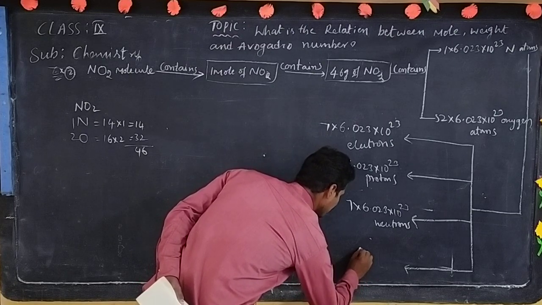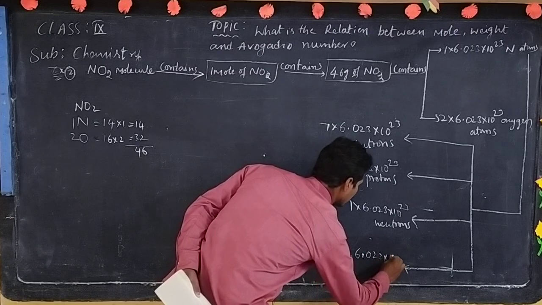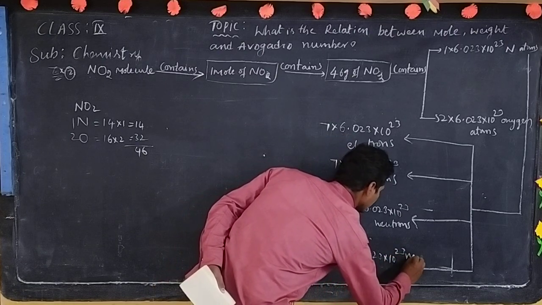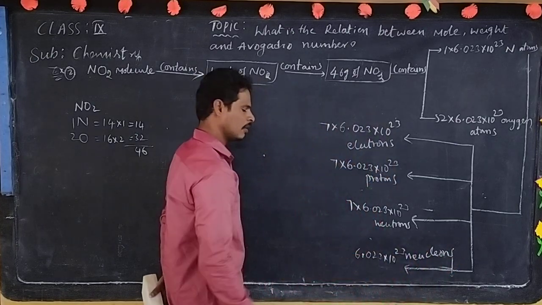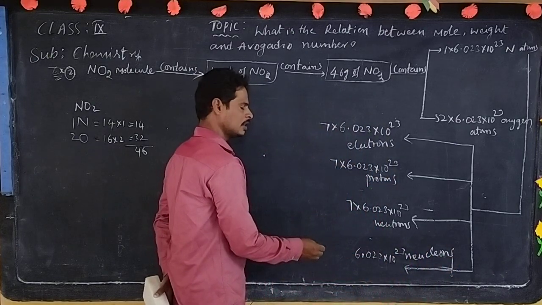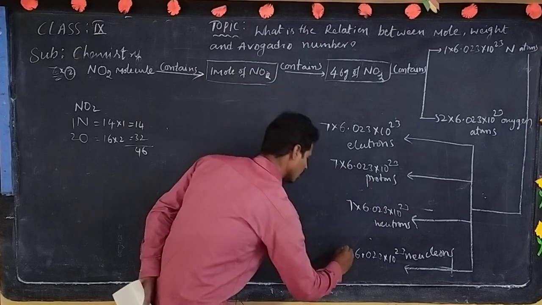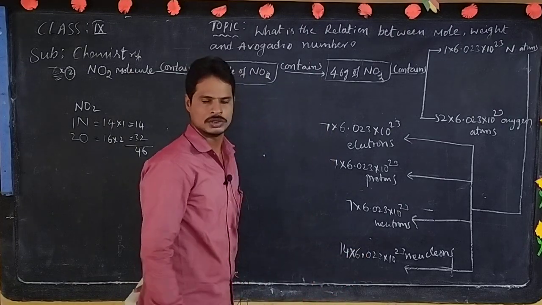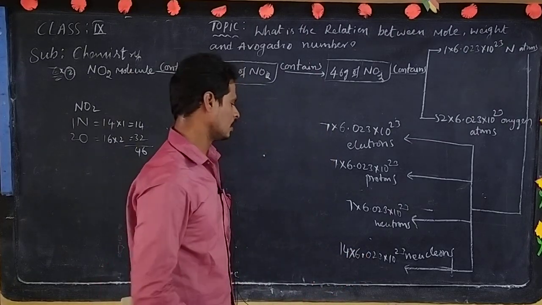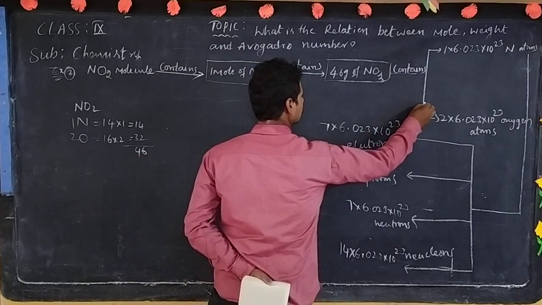One nucleon contains 6.023 into 10 to the power 23 nucleons. One nucleon equals this one. But here how many nucleons are there? Sum of protons and neutrons, 7 plus 7, 14. So 14 into 6.023 into 10 to the power 23 nucleons. Next, oxygen atoms.